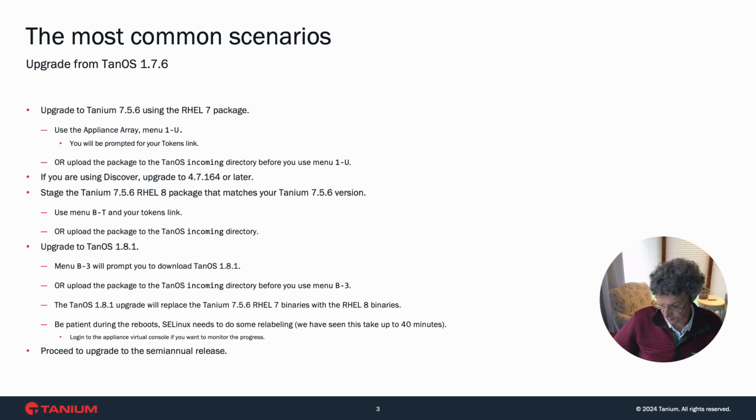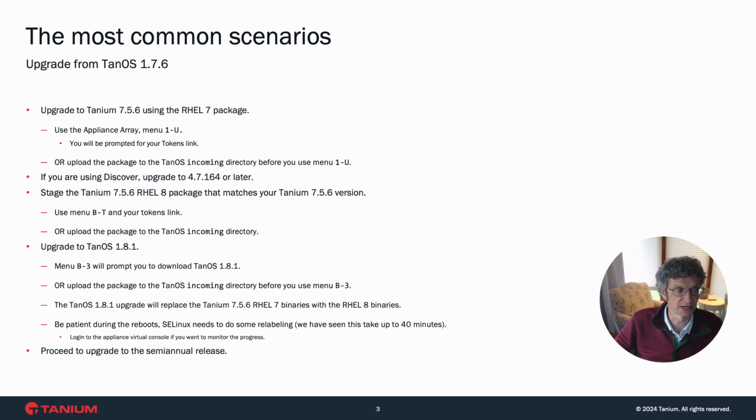Now, we also still have a fair number of customers that are on 10OS 176, maybe even earlier than 10OS 176, but I'm going to talk about going straight from 10OS 176 to the new semi-annual release. So in this situation, what you're going to need to do first is upgrade to Tanium 756 using the Red Hat Enterprise Linux 7 package that we provide. That's something that the Support Center team will be able to provide to you.